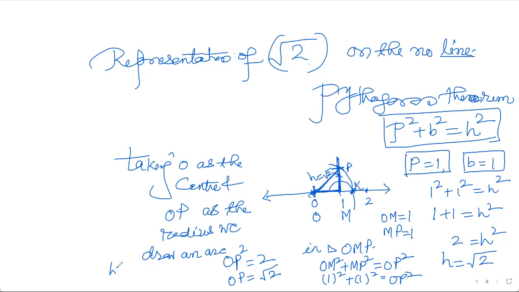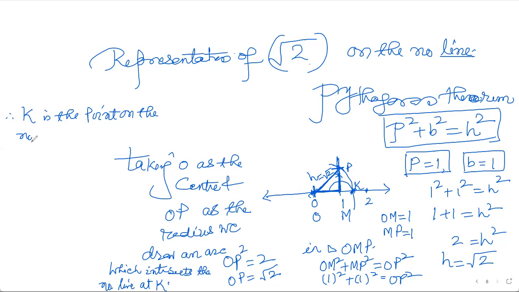So K is the point on the number line which represents root 2.